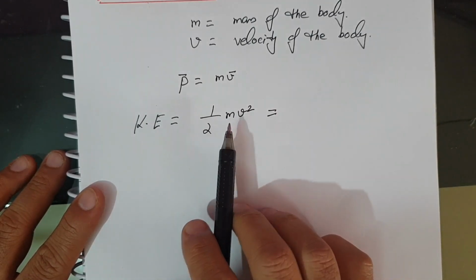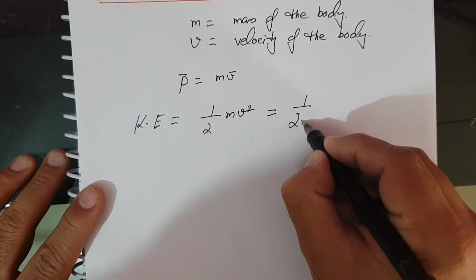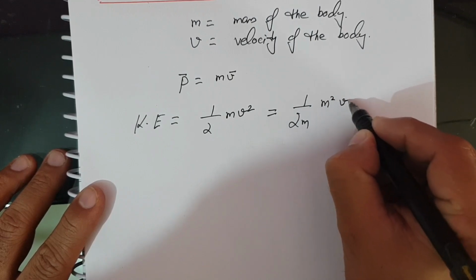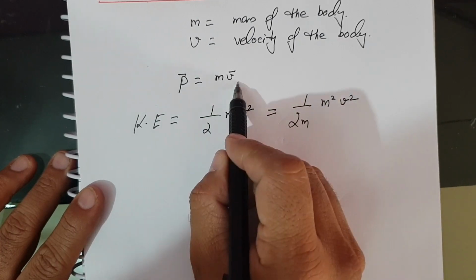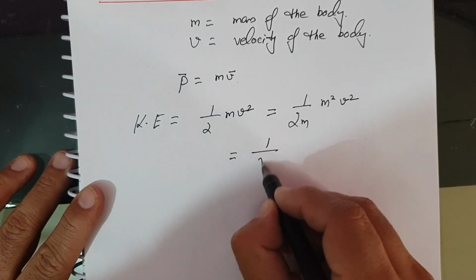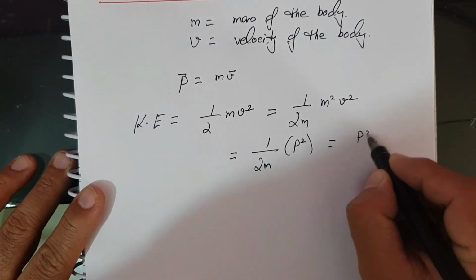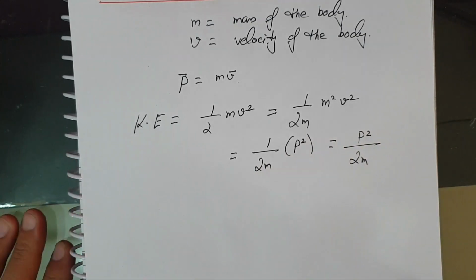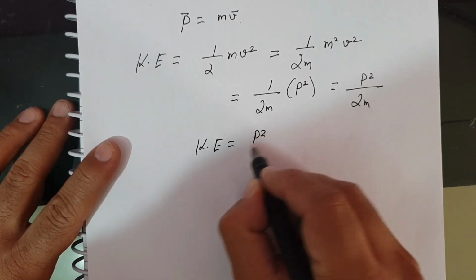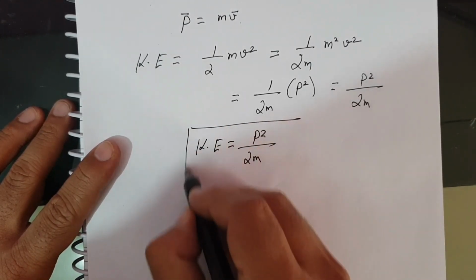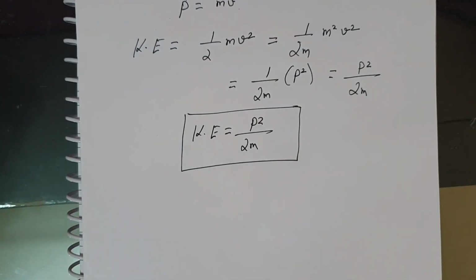Now see, if we multiply this expression by m and divide by m, there will be no change. So this will be 1 by 2m, m square v square. Now you can write m square v square as p square. So this is 1 by 2m p square, which is basically p square by 2m. This is how the kinetic energy and the linear momentum are related. Kinetic energy is p square by 2m.